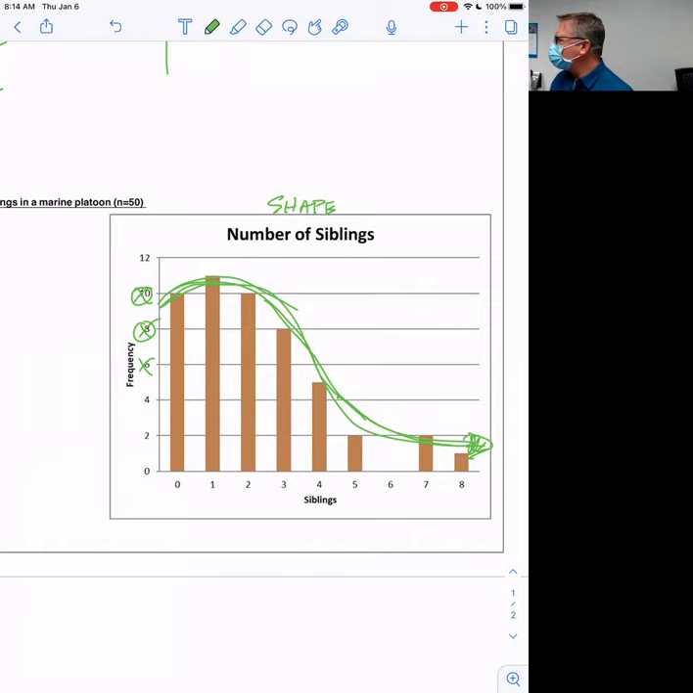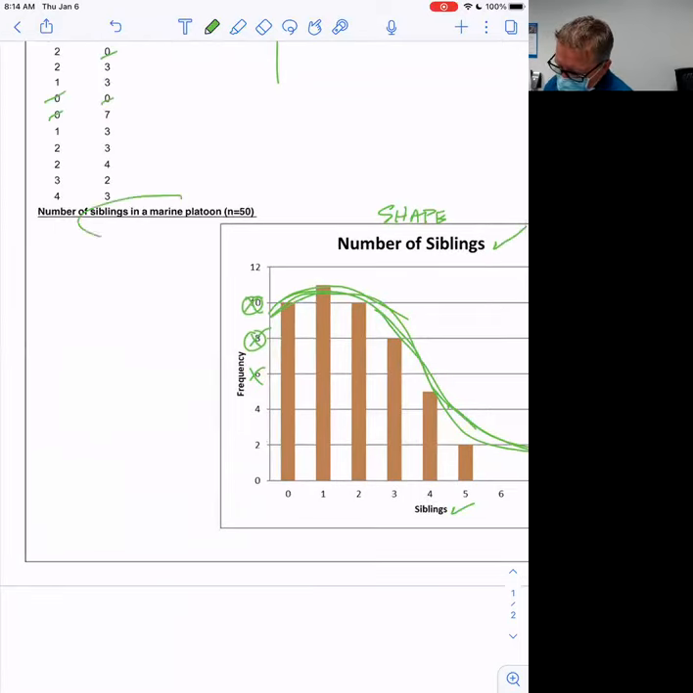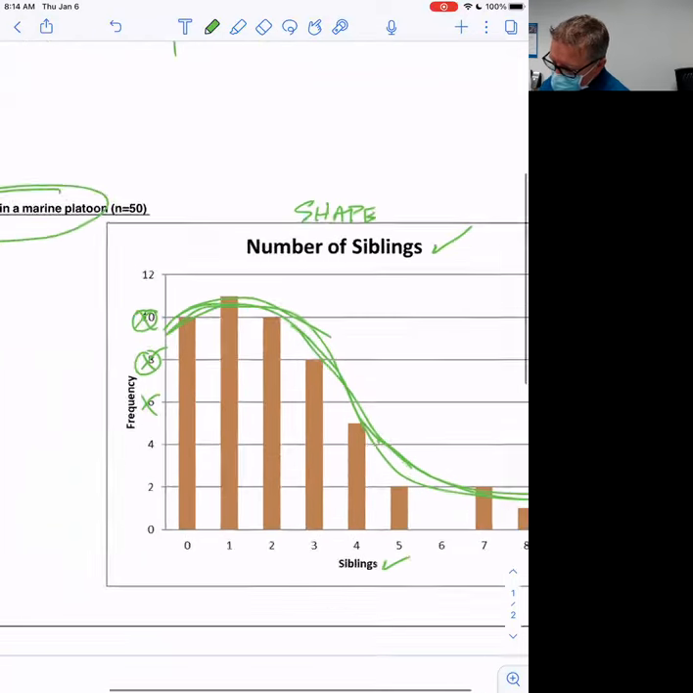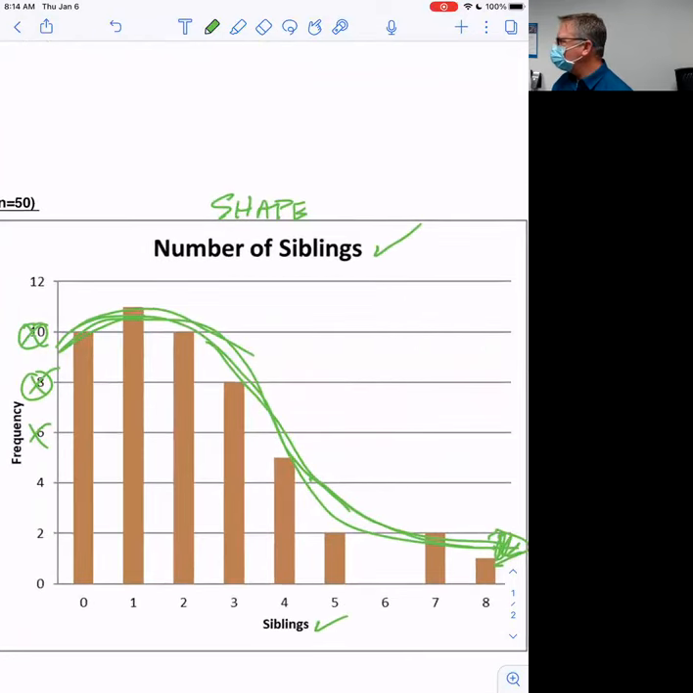And the answer to that is always kind of yes and no. Yes, in the sense that it has a title. It has a label down here. Notice there wasn't any need, it was like number of siblings, there wasn't any need to put units like people or something like that. It's kind of obvious. Frequency over there. Given that this was siblings in a Marine platoon, you could argue that the title could have been more descriptive. Like they should have put that in there and so forth. That's not something I'm going to split hairs on.